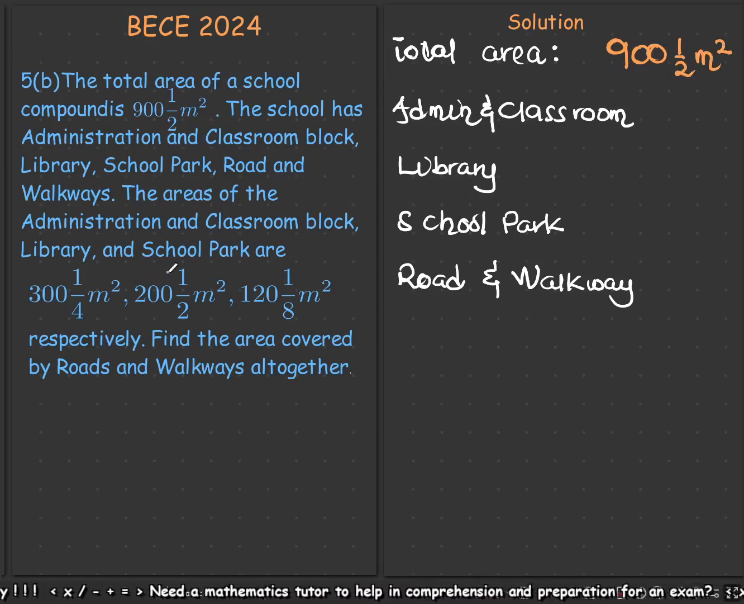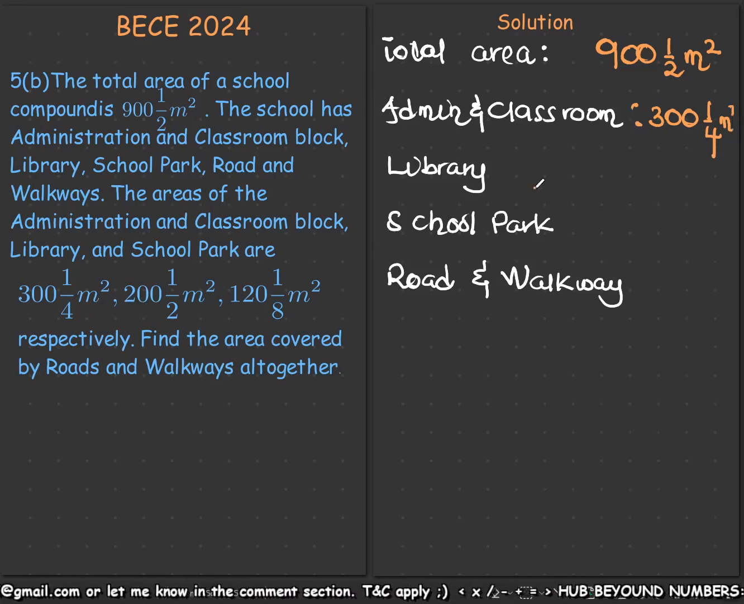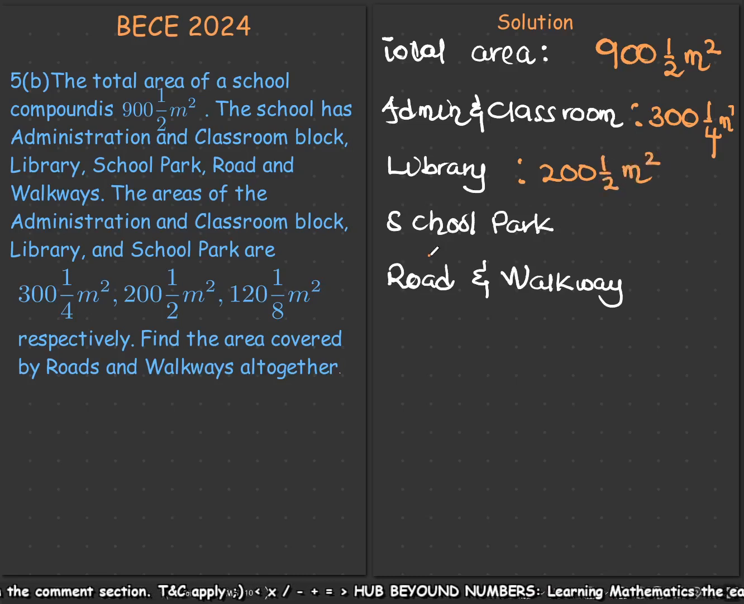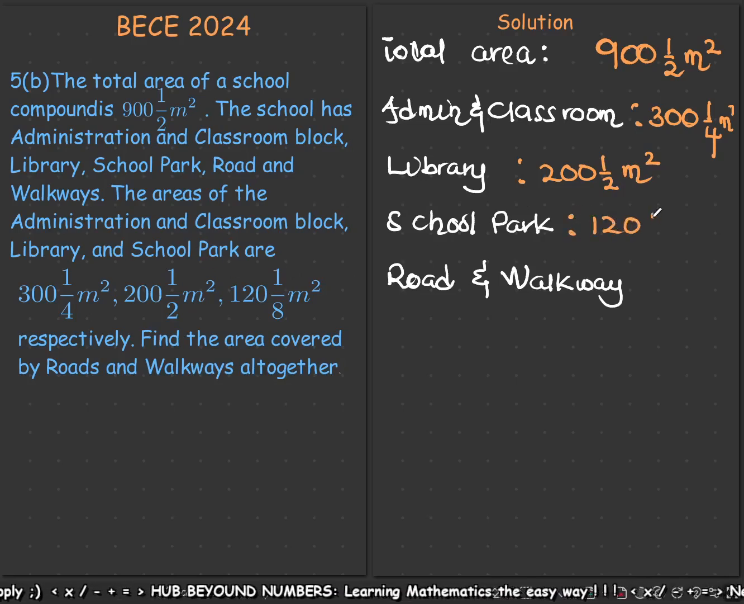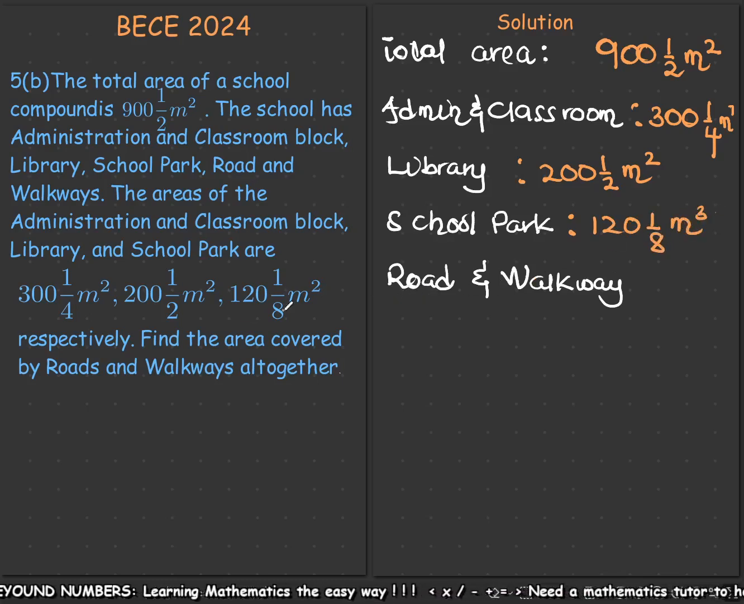Then we have the administration and classroom block. That is the first one here, so that is 300 and a quarter meter squared. Then we come to this one here, which is the library. We know that is 200 and a half meter squared. And then the school park, which is 120 whole number 1/8. Then the road and walkway, that is what we don't know, and that is what we want to solve for.